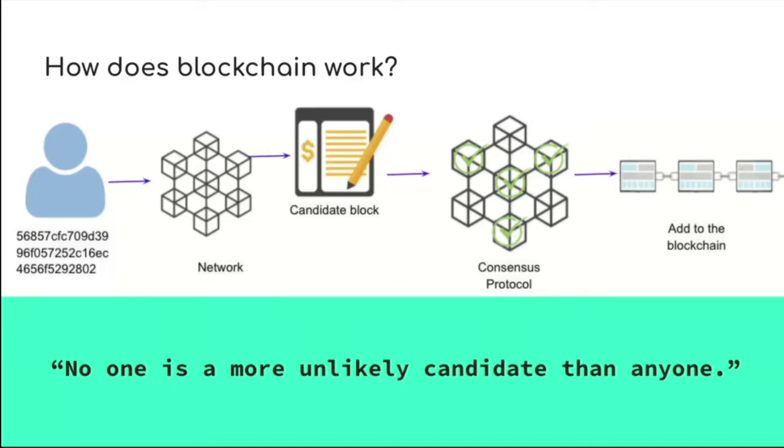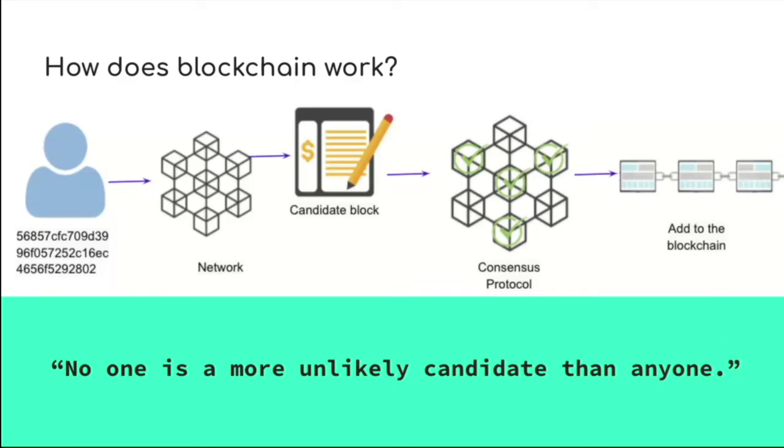Then, at the same time, every one of these nodes is going to compete with each other and see who is the first node able to guess the answer to a puzzle, and that node is going to be able to add the candidate block to the chain. Now, every node has its own candidate block, but only one node will be able to add the candidate block to the blockchain and get the rewards, which are the newly minted Bitcoin and the transaction fees from the transactions.